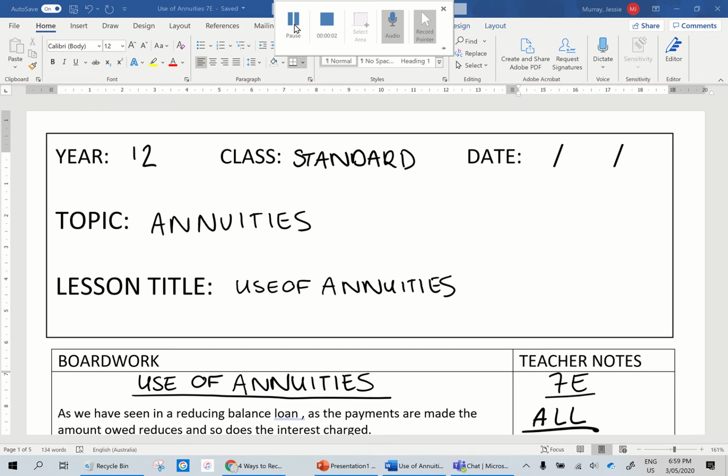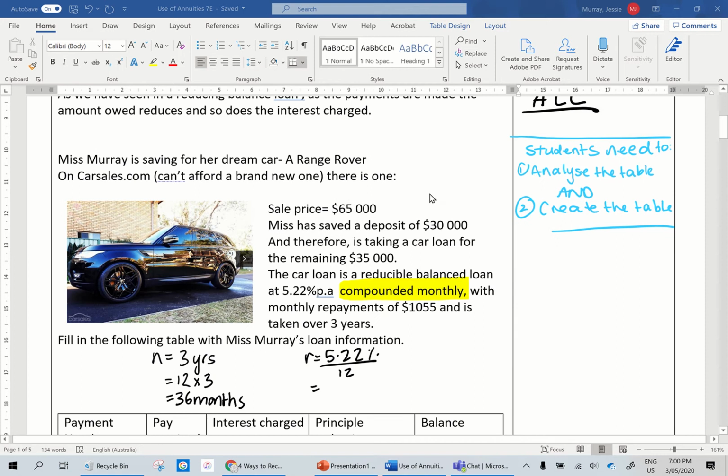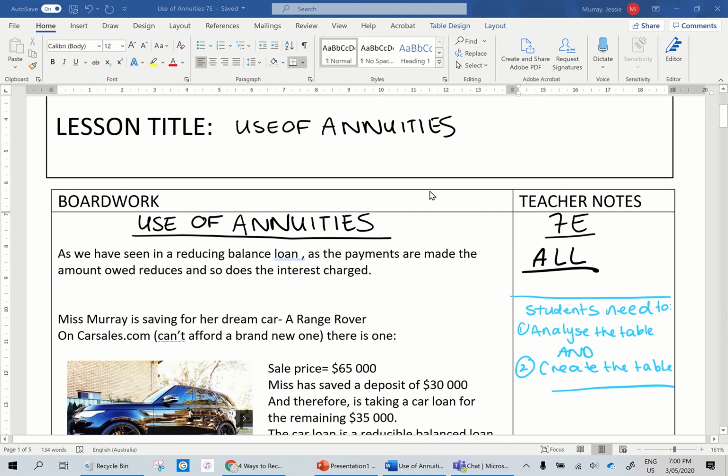Hey guys, final exercise here, 7E. Putting everything we know together, otherwise it's nothing really new, it's just that understanding of how annuities work. So last lesson we looked at a bit of what a reducing balance loan means, okay? So it's going to be handy for you, you're just going to have a deeper understanding.